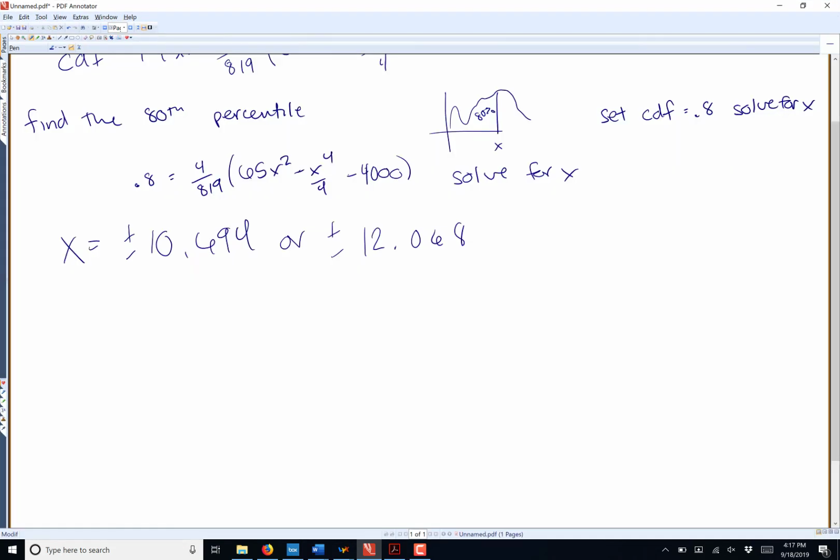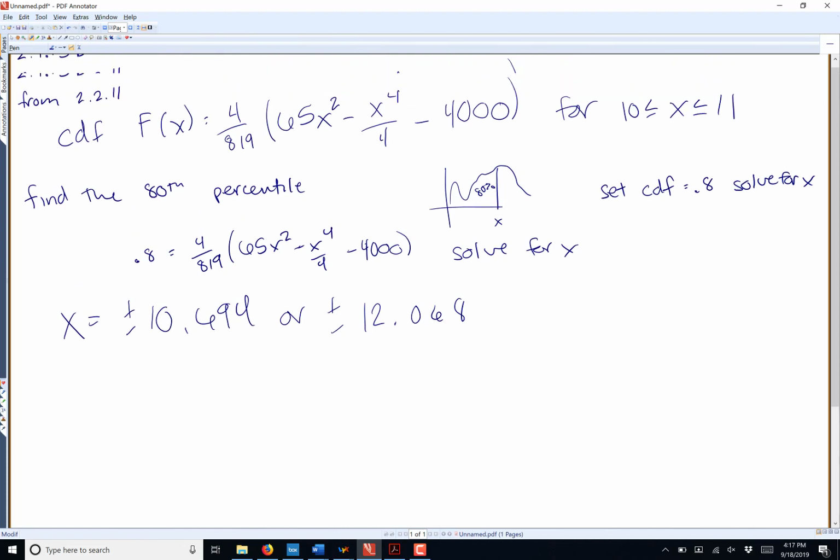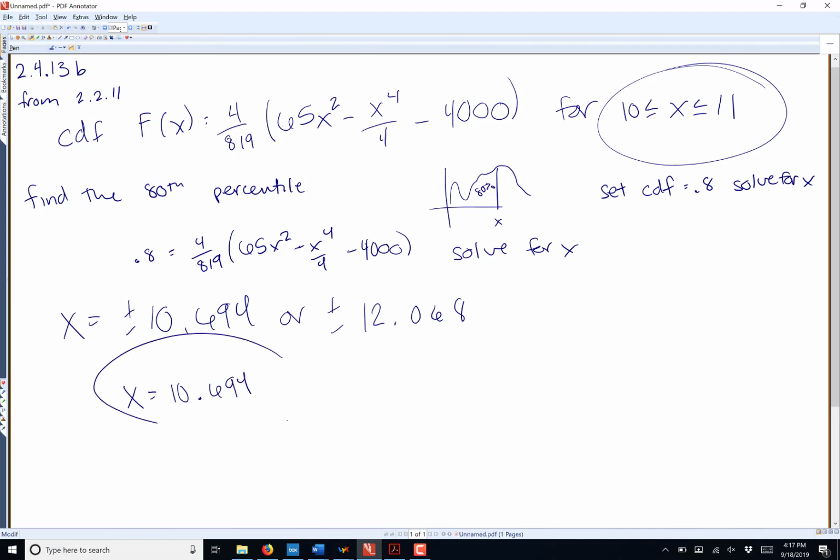But here's the thing. You can't have 4 different 80th percentiles. There can only be one x value. But remember, what is our range? We only care about x's between 10 and 11. So the only one of those that would be between 10 and 11 is a positive 10.694. So the 80th percentile, the x value that has 80% to the left of it, would be 10.694.